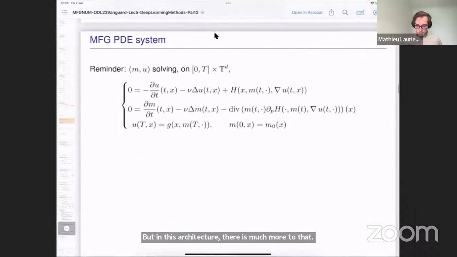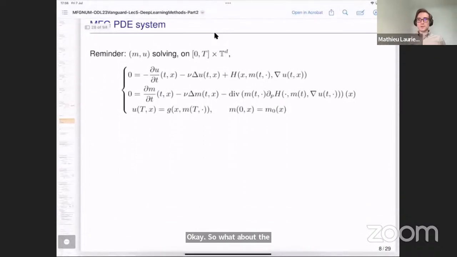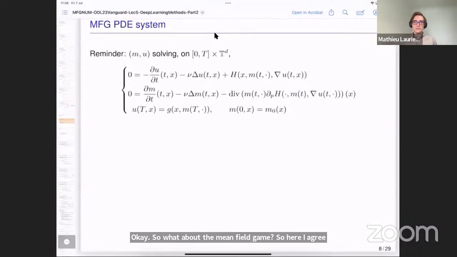So what about the mean-field game PDE system? Here I rewrite the system on the time interval 0 to T and the torus. Remember the definition of the Hamiltonian. The first equation here is the backward one. The second equation is the forward one.